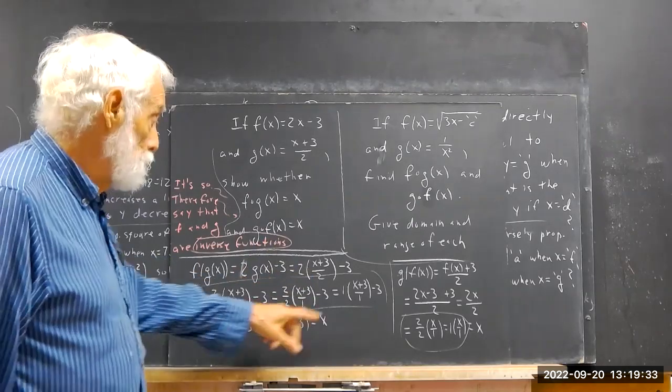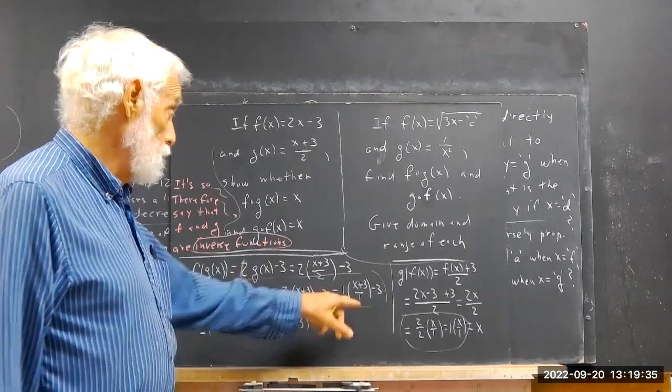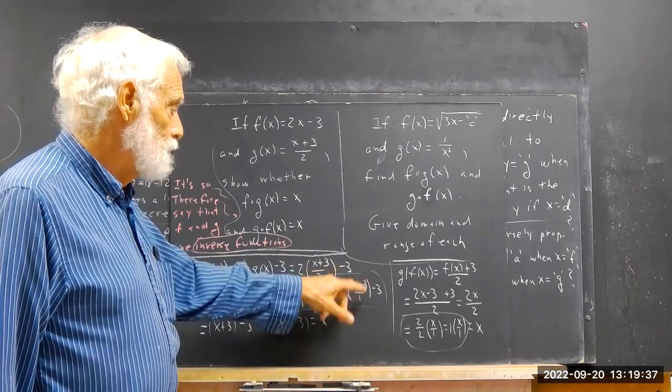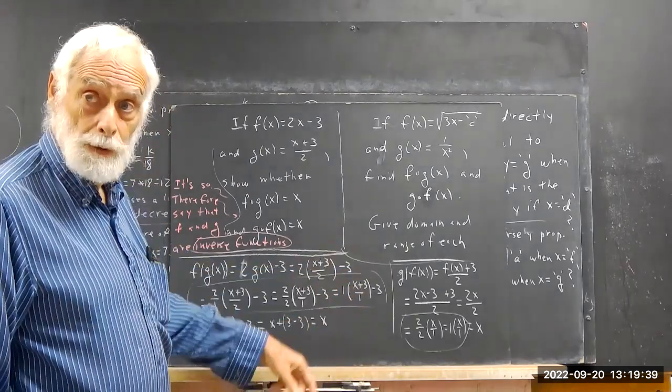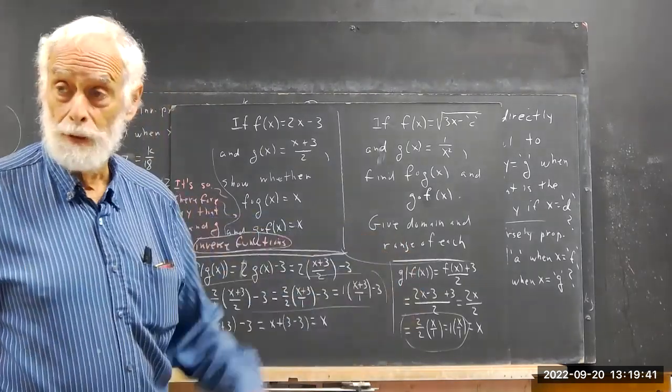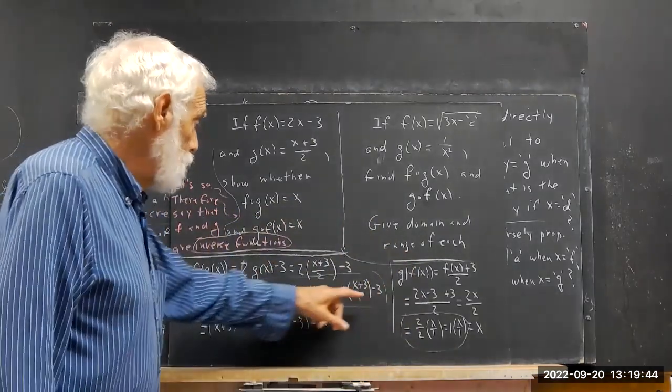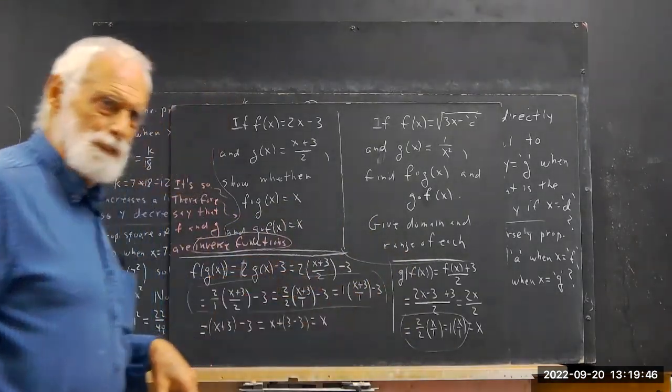But then, of course, 2 over 2 is 1, and 1 is still 1. And 1 times x plus 3 over 1 is just x plus 3. And 1 times the quantity x plus 3 is just x plus 3. That's why we could cancel those 2's.